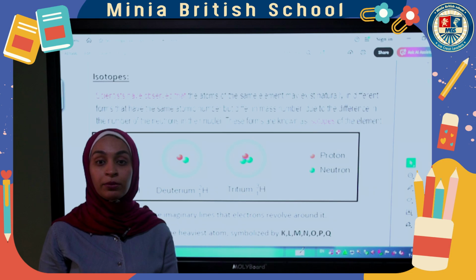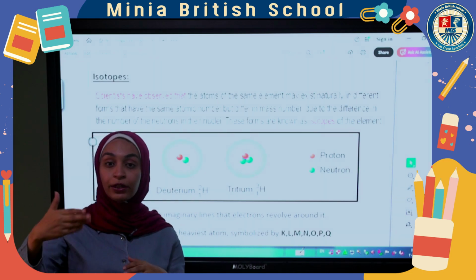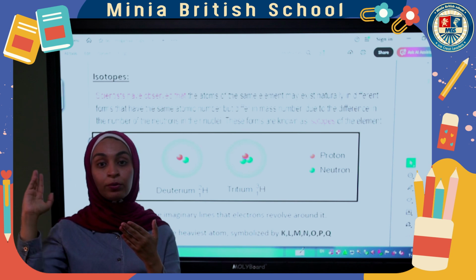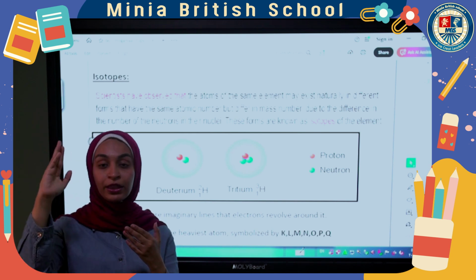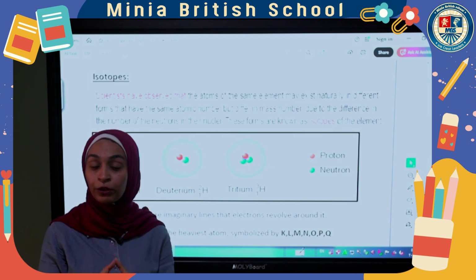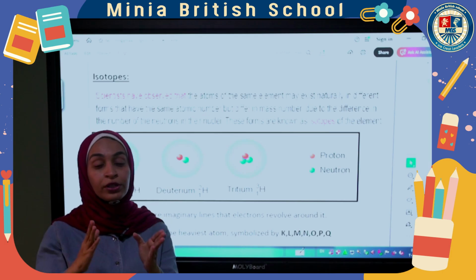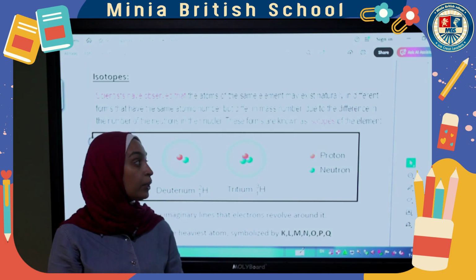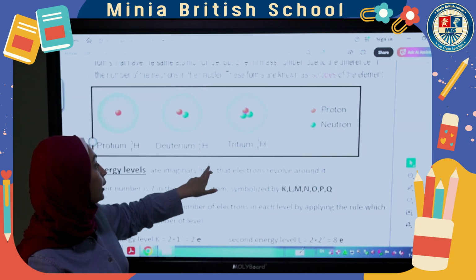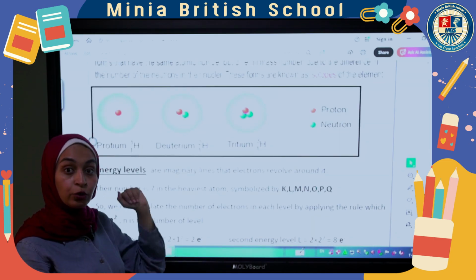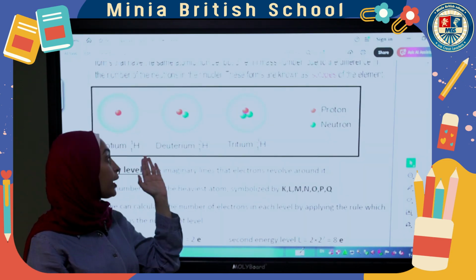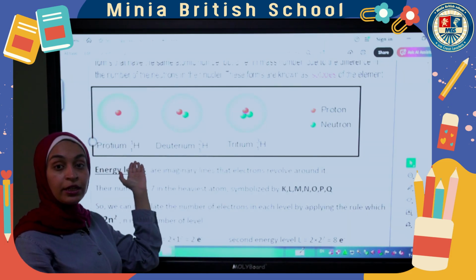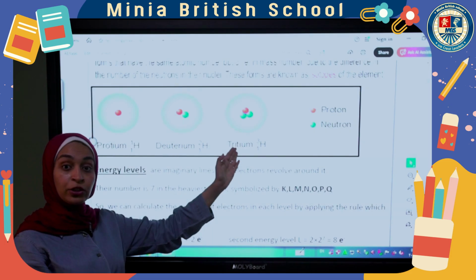But isotopes here means that we have many different forms of the same element that have the same atomic number but different mass numbers. And because they are different in the mass number, of course, they are different in their number of neutrons. Let's see, like what? Like hydrogen. Hydrogen has 3 isotopes: protium, deuterium, and tritium.